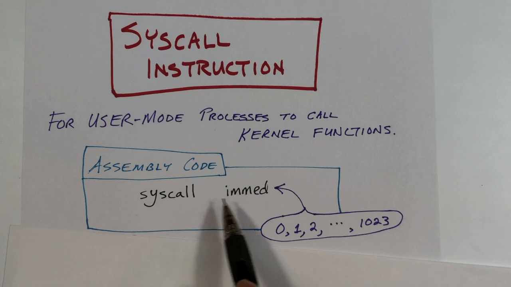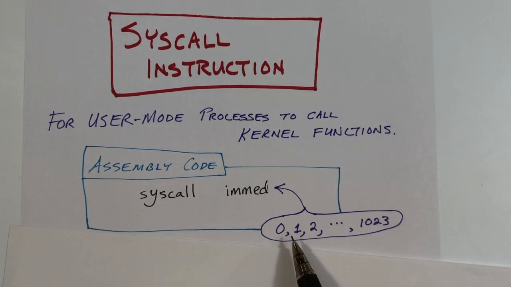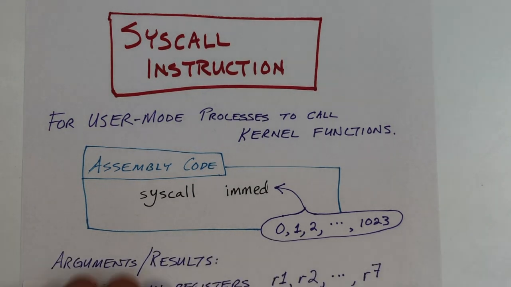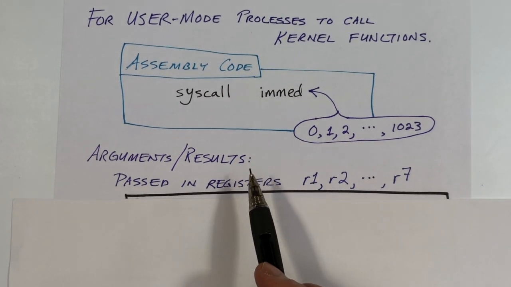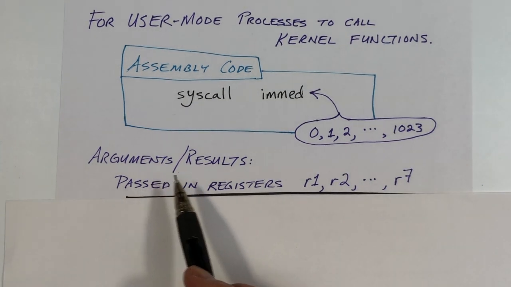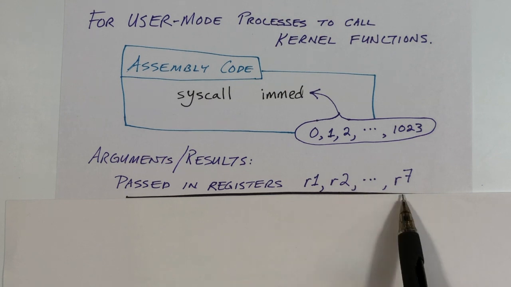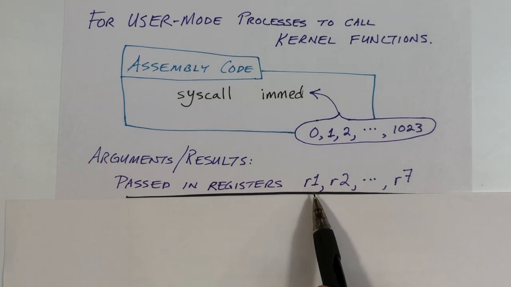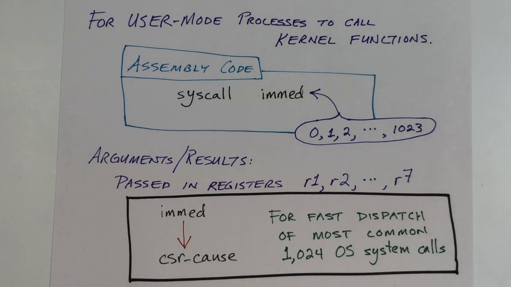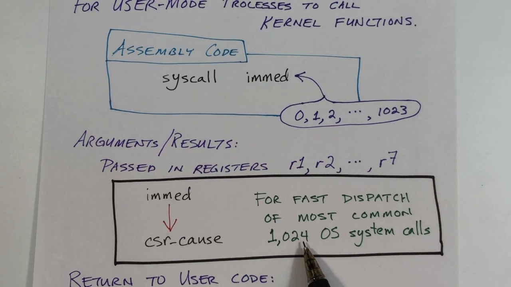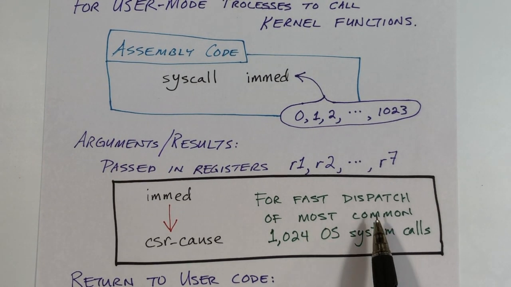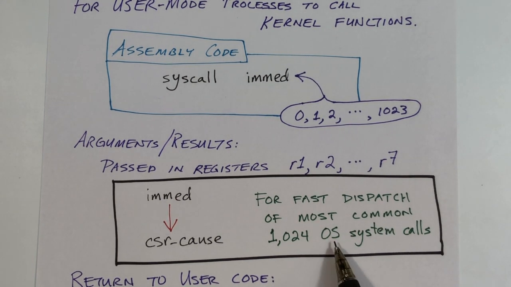The system call instruction requires a single operand, which is an immediate value, and that must be in the range from 0 to 1023. In other words, we have 1024 different kinds of system calls that can be covered by this particular instruction. The arguments are passed in registers 1 through 7, just like in a normal function call argument passing, and the result will be returned in register R1. So the parameter passing follows the normal conventions. The immediate value, one of these 1024 numbers, makes for very fast dispatch to the most common 1024 operating system calls.